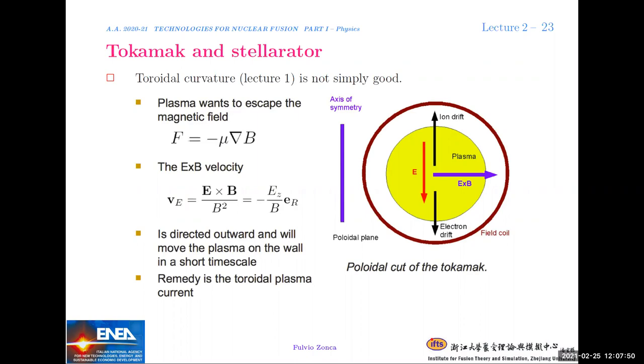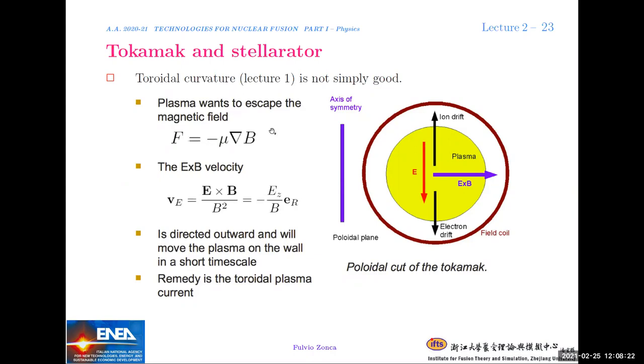And I will speak in particular about tokamak and stellarator. So the toroidal curvature, that, remember from lecture one, is what we introduce when we take a cylinder that is very well confined in the perpendicular direction because of the magnetic field, then bend it into a donut shape to avoid the end losses, okay? So we need to put toroidal curvature to improve the confinement. However, it's not simply good.